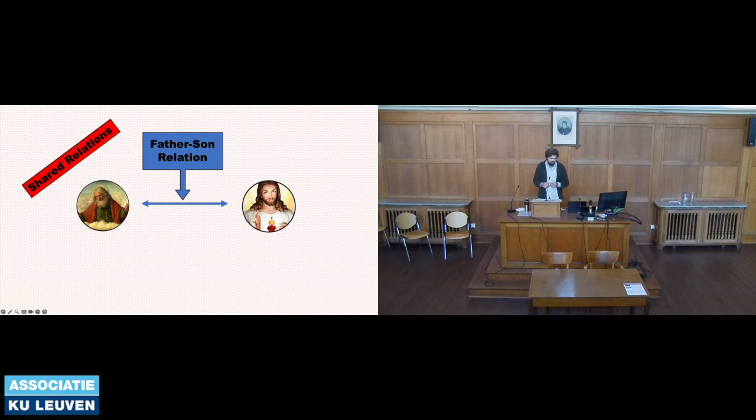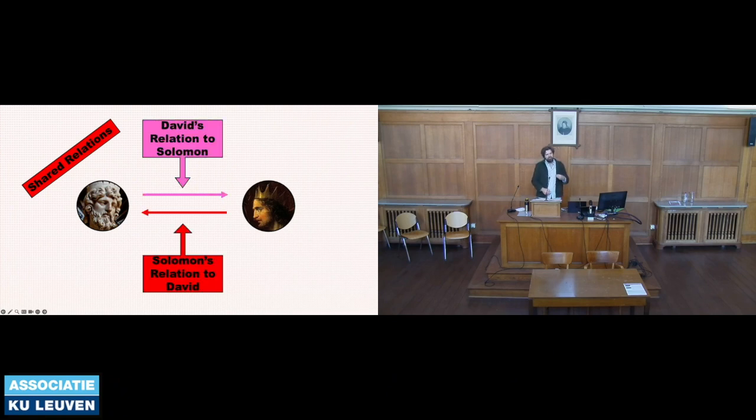Most people would accept this. But Leibniz takes it a step further. He says, even one relation shared by both David and Solomon is an abstraction. For David's relation to Solomon is something different than Solomon's relation to David.